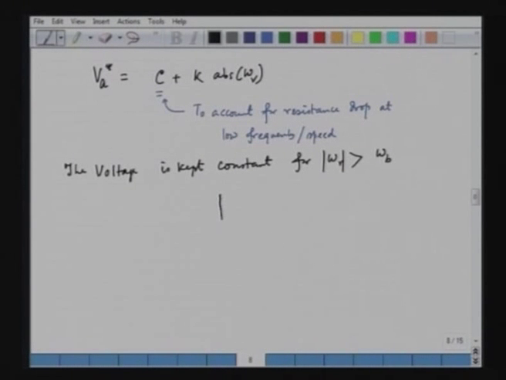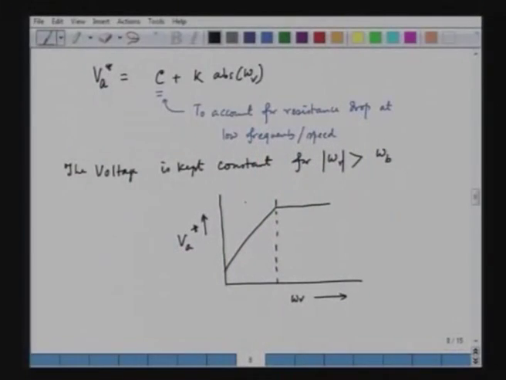If we see the function of the voltage, this is V A and this is our omega r. Initially we have an offset in this case, that is C, and as the rotor speed changes, the voltage is increased, and then after the base speed is reached, the voltage is kept constant. This is V A as a function of omega r, and this is basically done to keep the magnetizing current constant below the base speed.